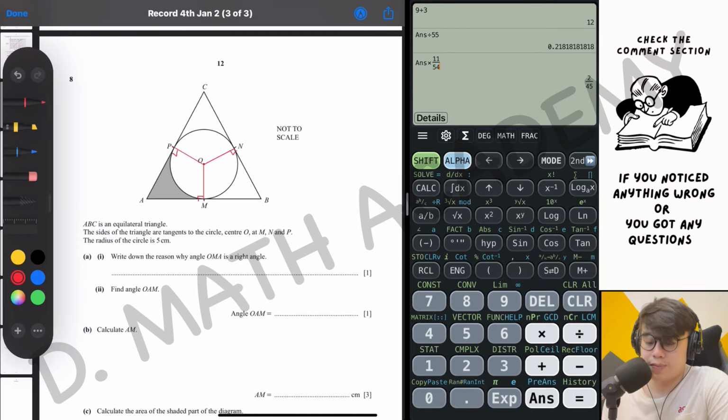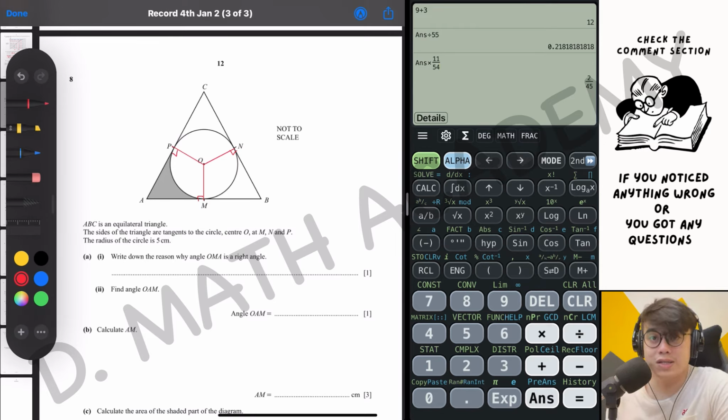Okay, so for this part 1 is very obvious. It's because of the tangent information that they gave us. Angle between radius and tangent will form right angle. Okay, this one just write it down will do. Identify the results of OAM.